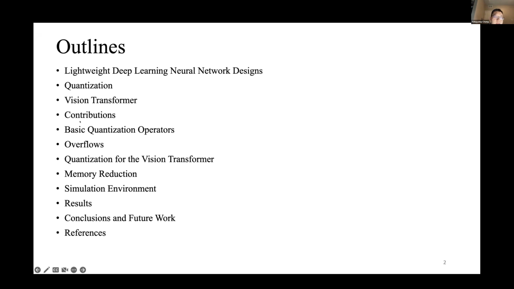After that, I want to talk about our quantization process for the vision transformer, including the basic quantization operators, how we can handle the overflow, and the quantization process for the vision transformer. In the results part, I will talk about the memory reduction, our simulation environment, and our mean square error results. After the results part, I will talk about the conclusion and the future work. Following that will be the references.